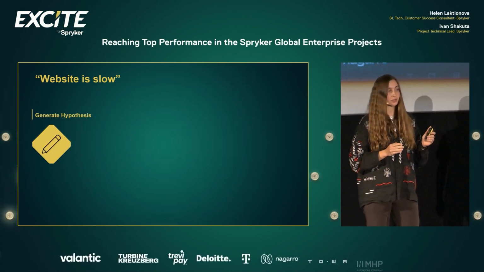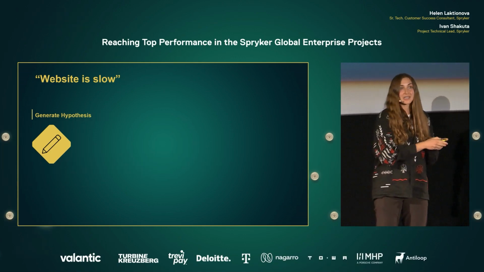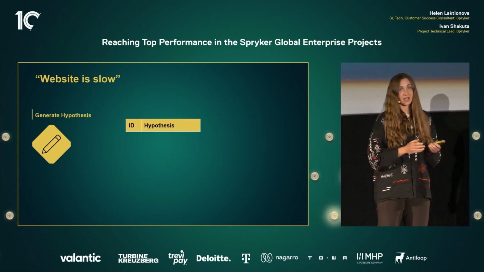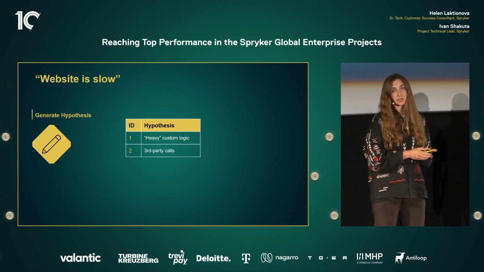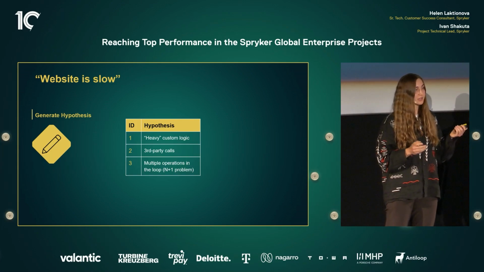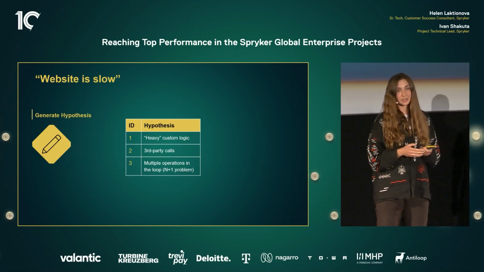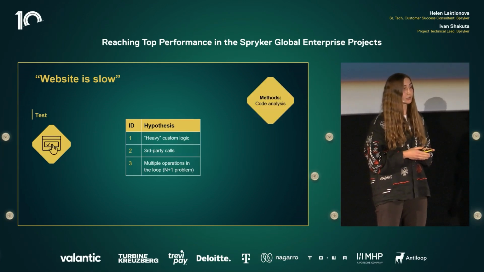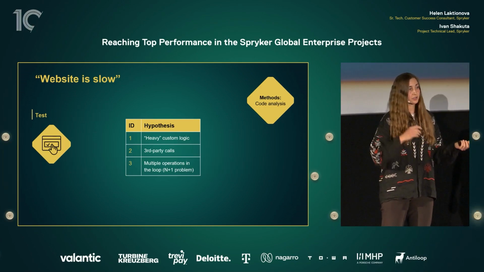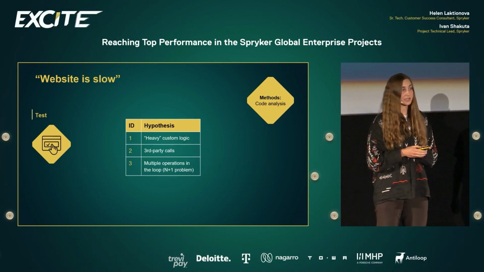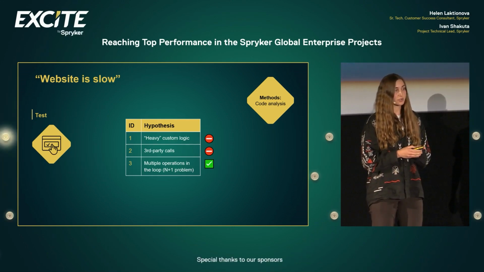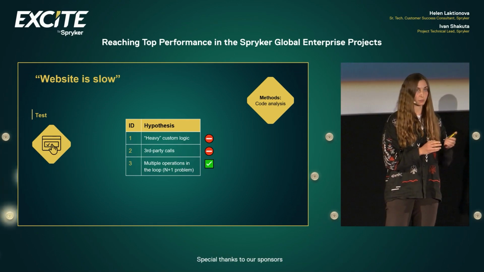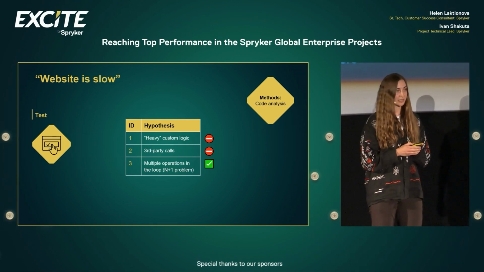So we started to generate hypotheses about what was inside that code, because we didn't have access to the code right away. The hypotheses were heavy custom logic, third-party calls, and multiple operations in a loop, or the n+1 problem. So we got access to the code and started to actually analyze it, and we found out that there was no heavy custom logic, no third-party calls, but we had a lot of n+1 problems. So something was happening in the loop.